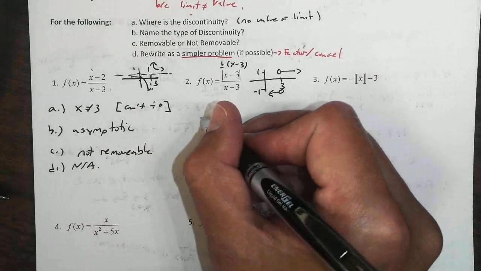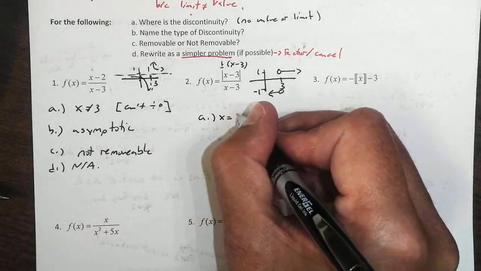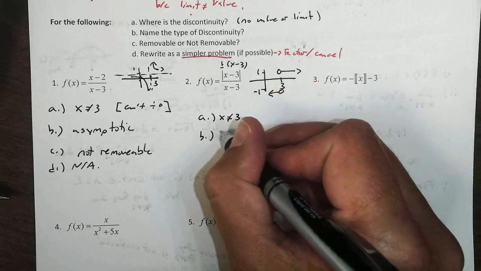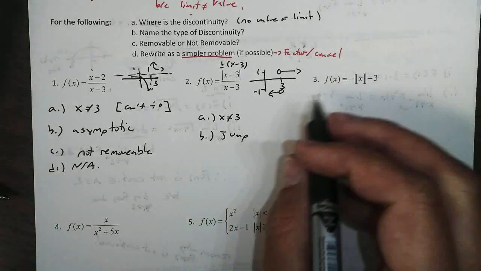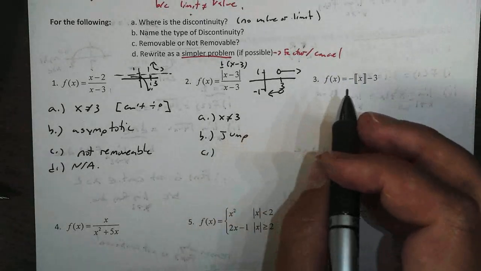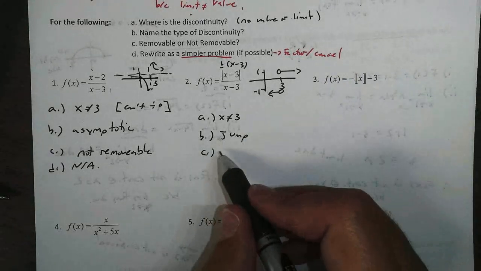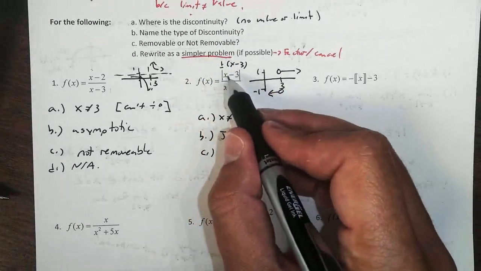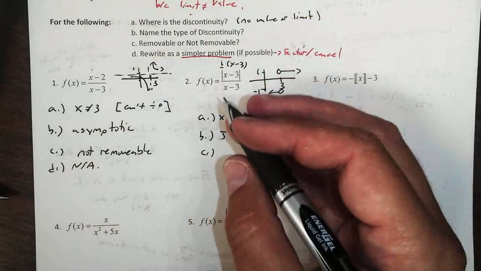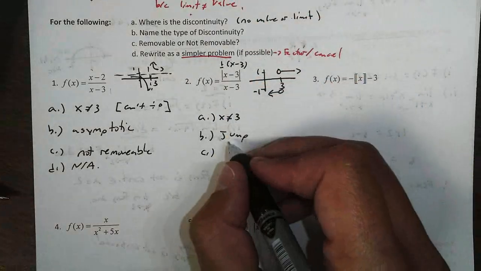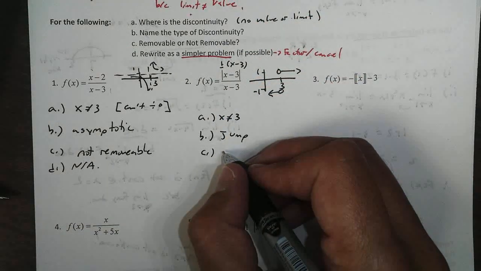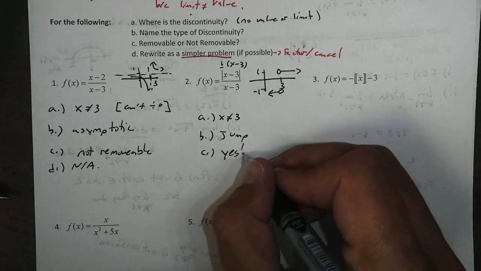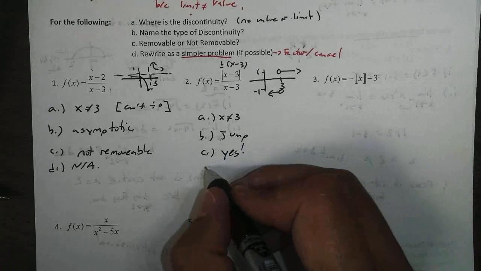So where is our discontinuity? Of course, it's x equals 3. x can't be 3. What type of discontinuity is it? A jump discontinuity. All right, part C, removable or not removable? This is like a yes or no. I mean, it could be a yes, but I kind of say it's not. I guess we can say yes. If you put no, we're okay with that.